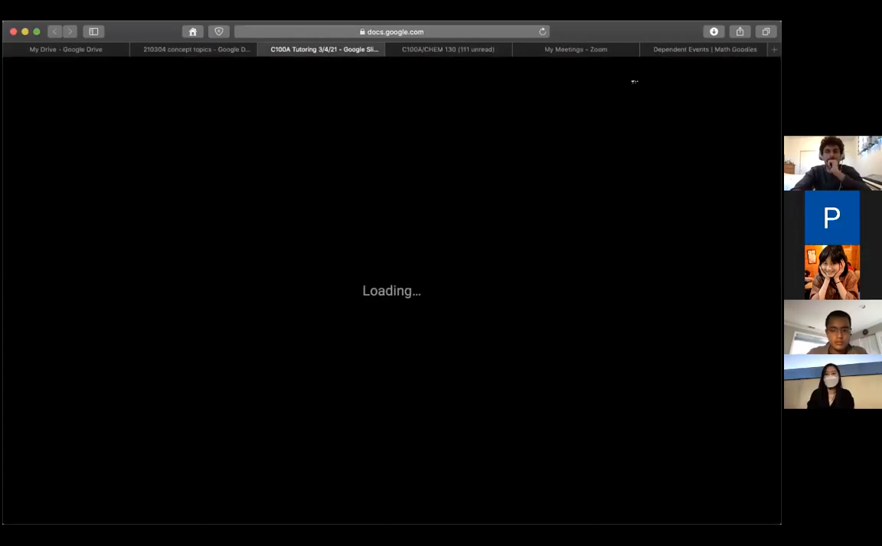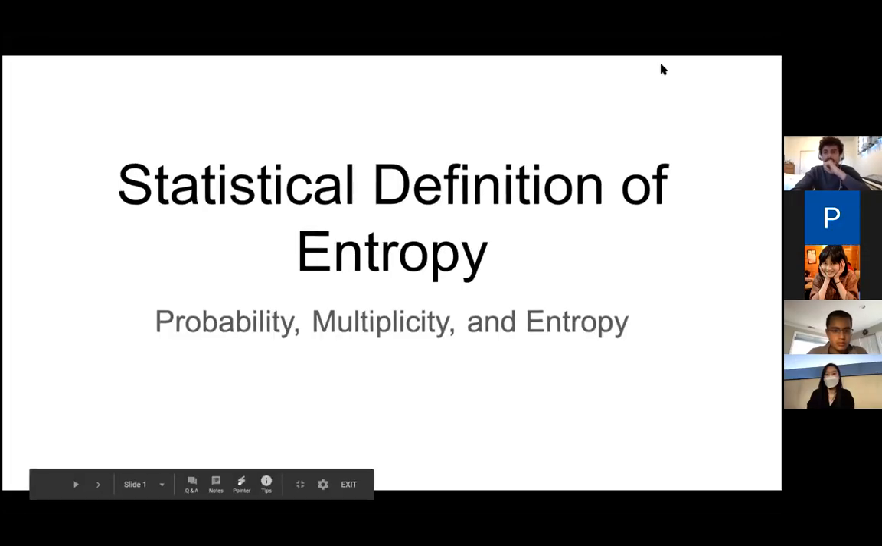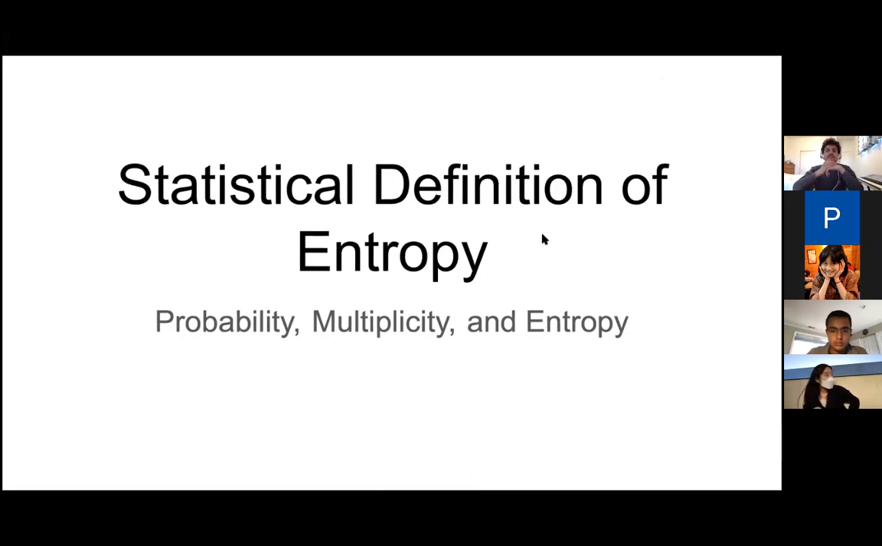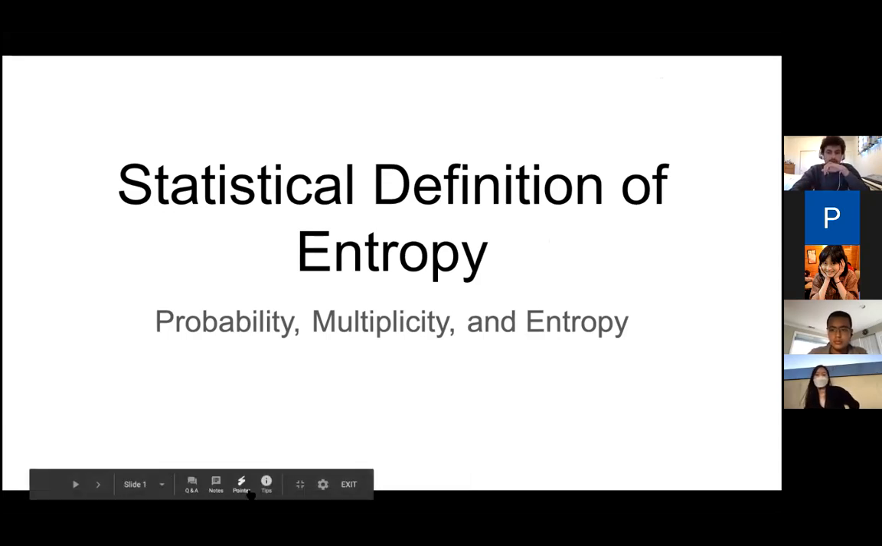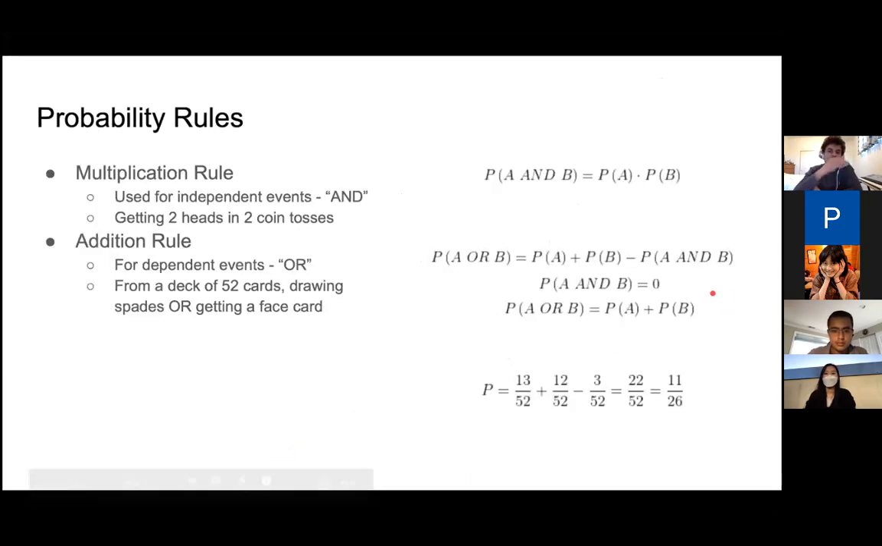All right. Hello, everyone. So we're going to start off this session talking about the statistical definition of entropy. We're going to go through some basic probability rules, talk about multiplicity, and also how that relates to entropy. So here are basic probability rules.